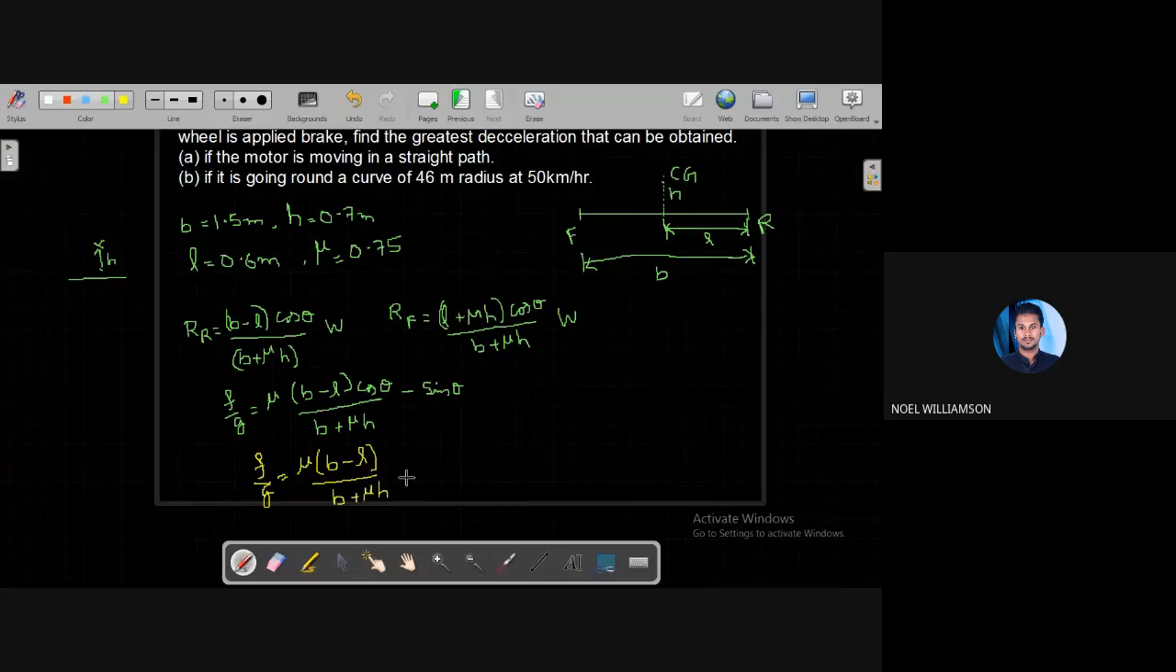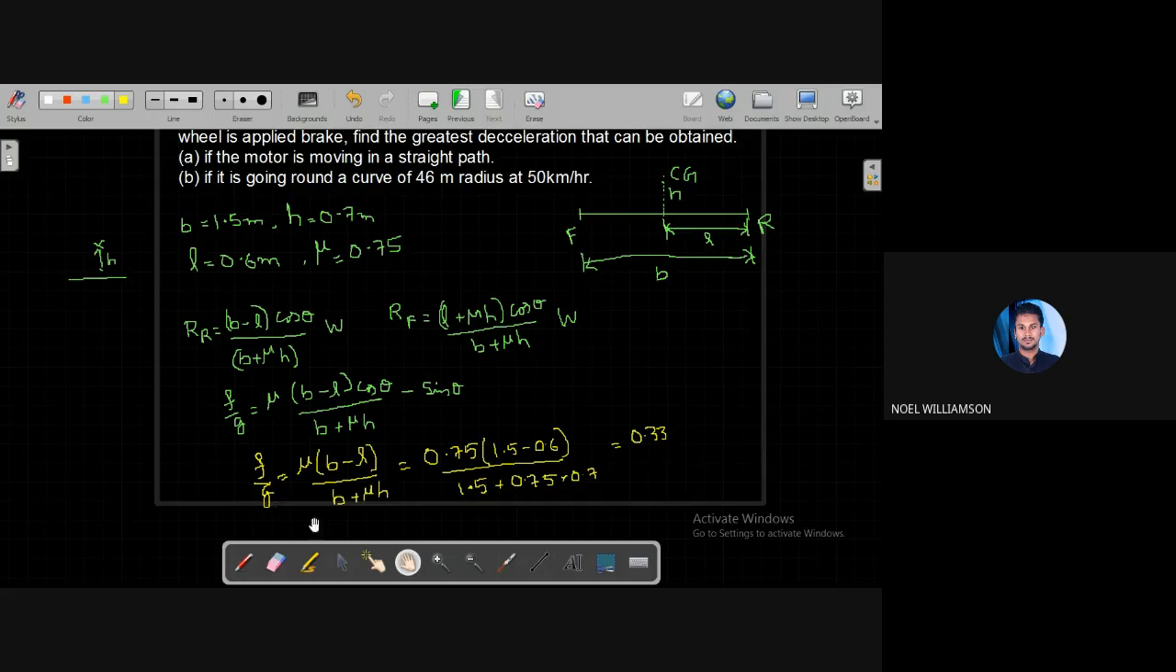Okay. So here we can substitute the values. Mu is 0.75 into (B minus L), that is 1.5 minus L, which is 0.6, divided by B 1.5 plus mu 0.75 into H 0.7, and we get the value around 0.33.